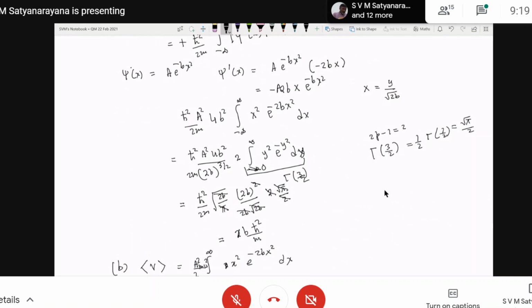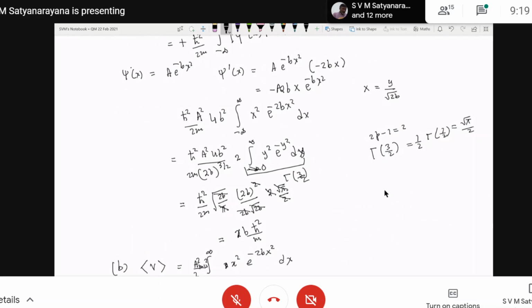Your A is going to be the same, 2b divided by pi to the power 1 by 4, by normalization. Now your kinetic energy is going to be the same. I have chosen the same thing because I can use some of these results. So the kinetic energy is b h bar squared by 2m. We have to calculate the potential energy.